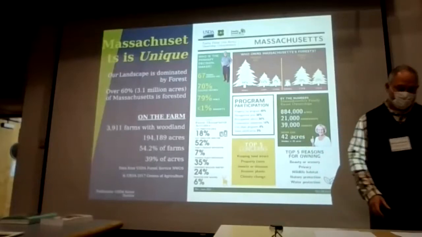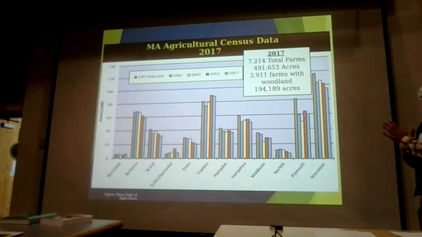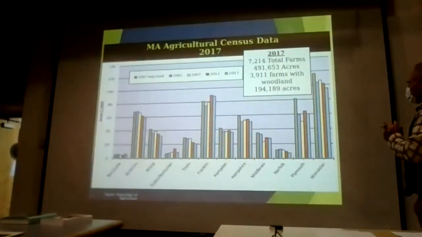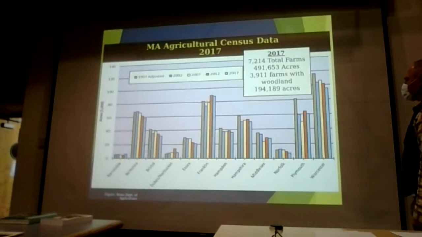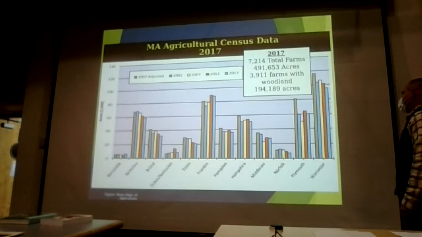Next slide. This is just some census data from 2017, and I think it gives us a good picture. Where I work in Worcester County, we've seen a lot of farms lost, unfortunately, over time, but we still have a very good amount of farm and robust farming, as well as Berkshire and Franklin and Plymouth County.